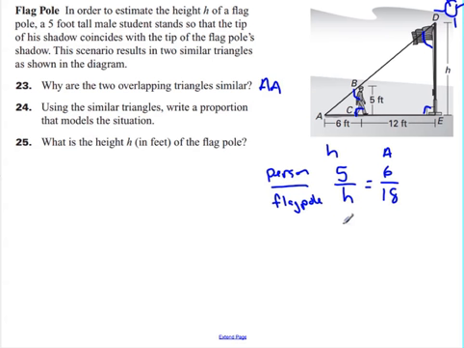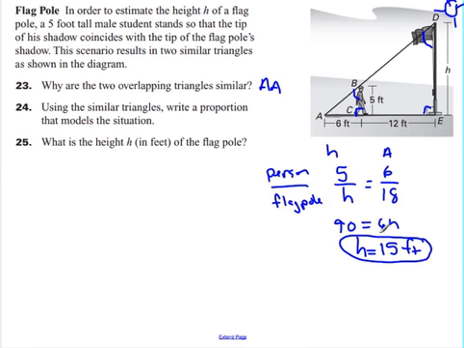Okay. When we cross multiply, we would have 90 equals 6h. We divide both sides by 6, and h equals 15. We'll label it with feet. And that seems like this is a 5-foot person. 15 feet tall sounds like a pretty good measurement for a flagpole.